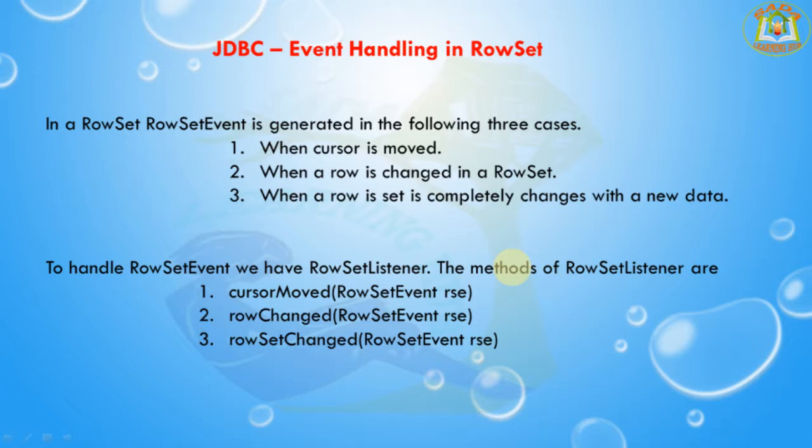RowSet is an interface in the javax.sql package. RowSet is an extension of ResultSet. So comparatively, a RowSet has more features than the ResultSet. Now I'm going to discuss the difference between a RowSet and a ResultSet.